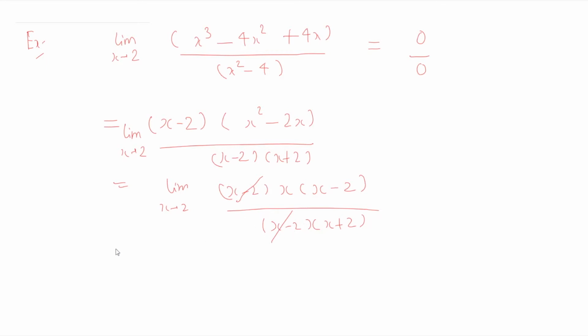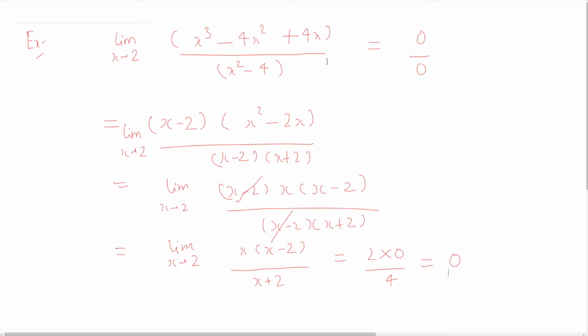So this whole thing will come as limit x approaches 2 of x into x minus 2 over x plus 2. So if we put in the limits now, it will come as 2 into 0 over 4. So this will be 0. So the answer is 0. But now, this we have done with the help of factorization.